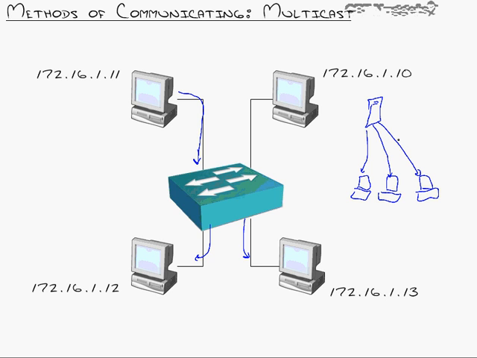Now, the problem with going to a broadcast model is it would only have to send one stream out, but everybody would get it.